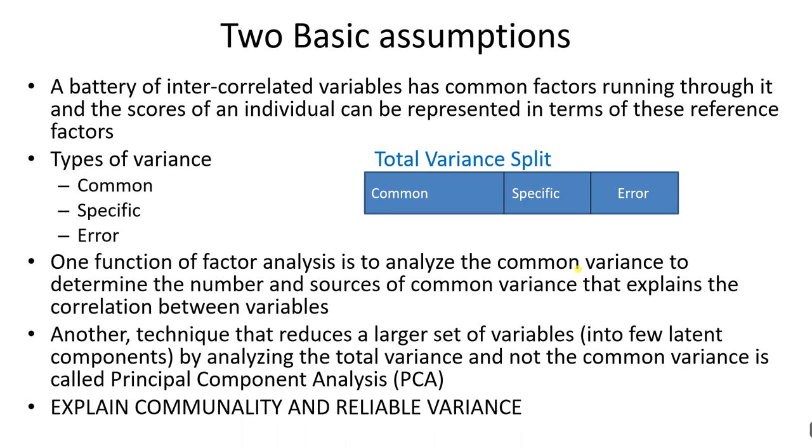Now, I will explain two terminologies here, the commonality and reliable variance. So this common variance, the variance which is shared by the set of variables, is also referred to as commonality. And the sum of this common and specific variance is called reliable variance.